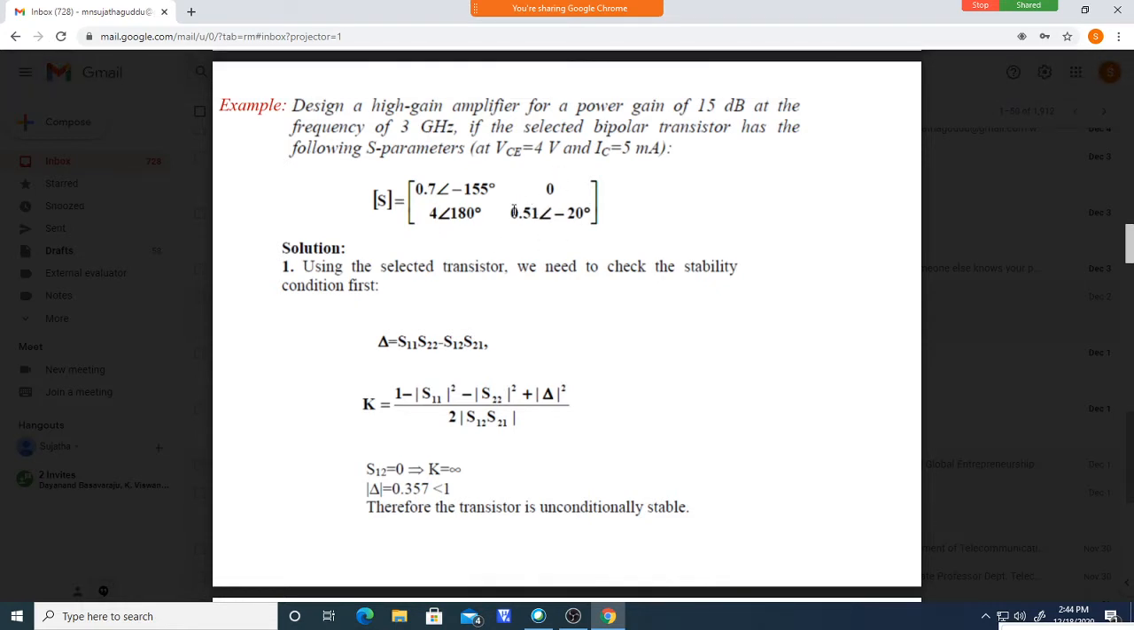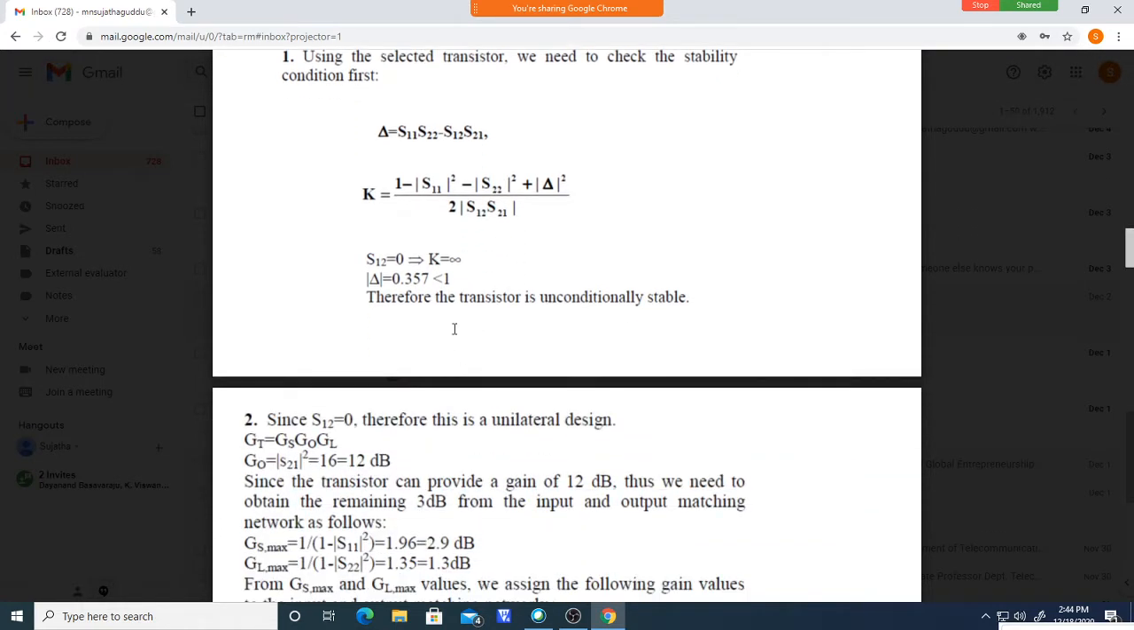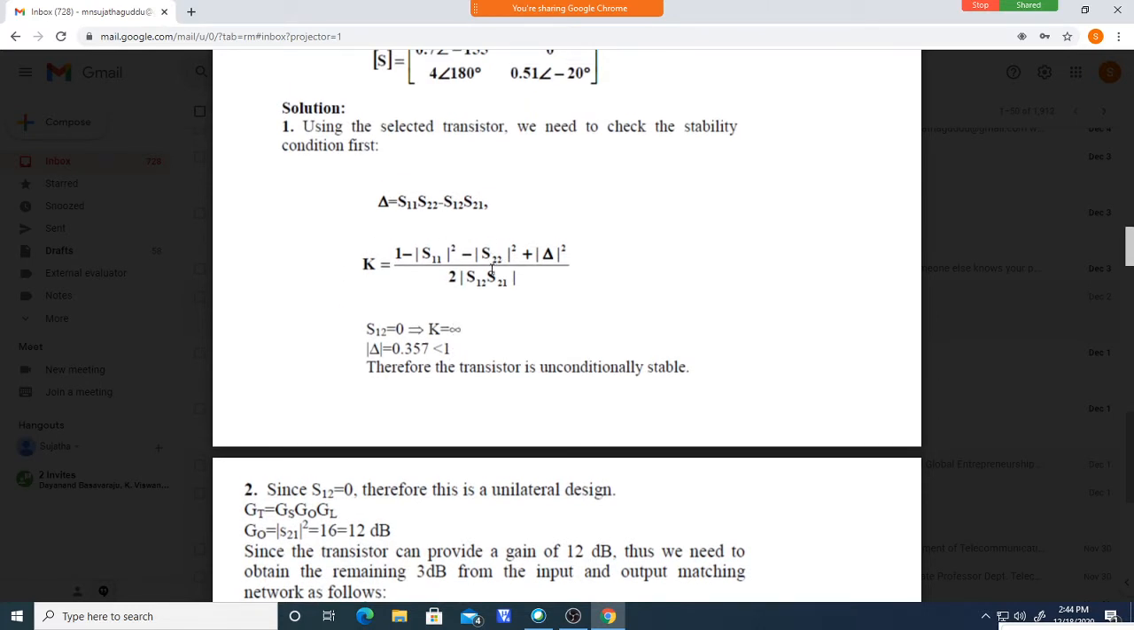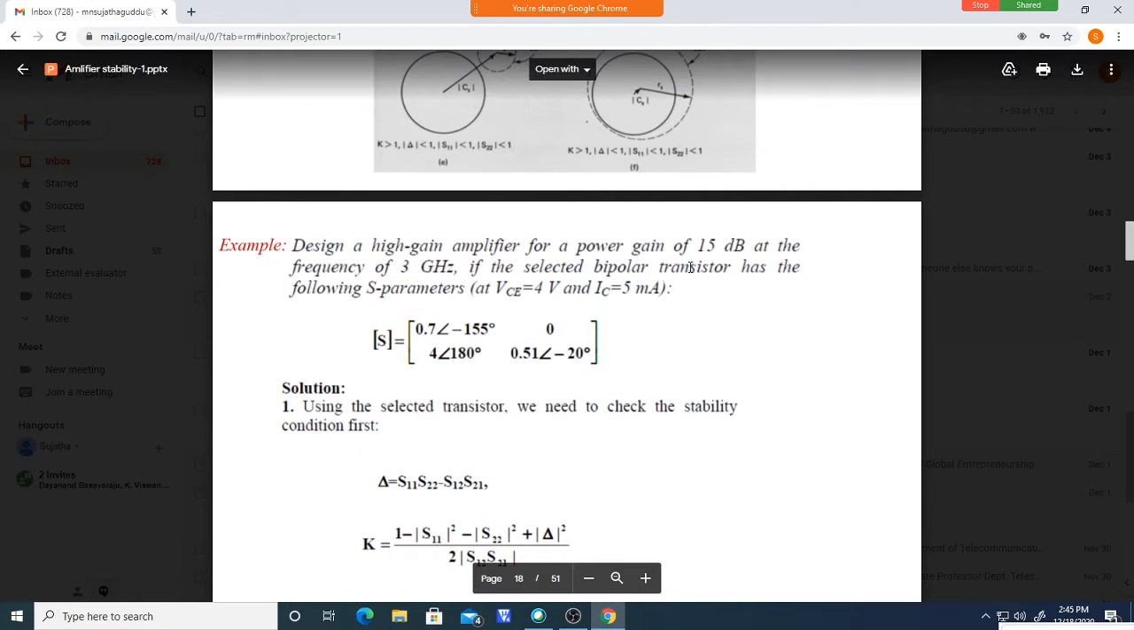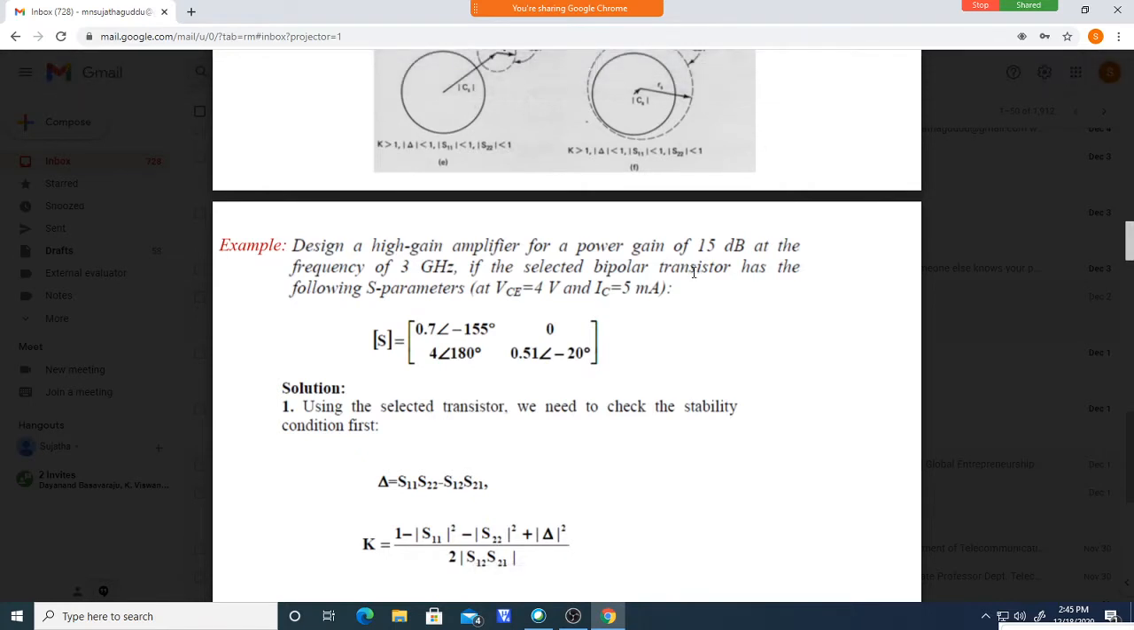So you should do first, you should find out the stability of the amplifier. You should find the stability of the amplifier by doing the delta and K. You should do delta and K. See, like this question, a similar kind of question may come in the test, for 10 marks or 12 marks.